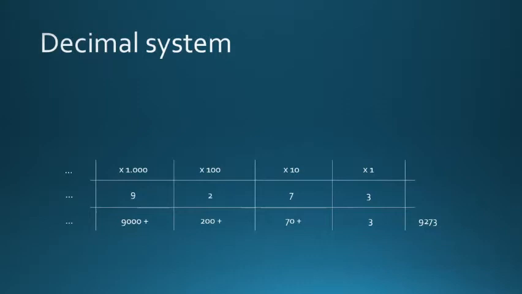10 to the power of 2, because 2 is in the second column, equals 100. So we get 200. And the same goes for 9. 10 to the power of 3 equals 1000. So we get 9000. If we count all these separate numbers, if we add them all up, we will get 9000 plus 200 plus 70 plus 3 equals 9273. And we can do the exact same thing for binary, like I will show you right now.